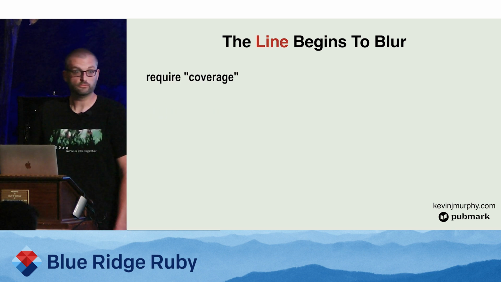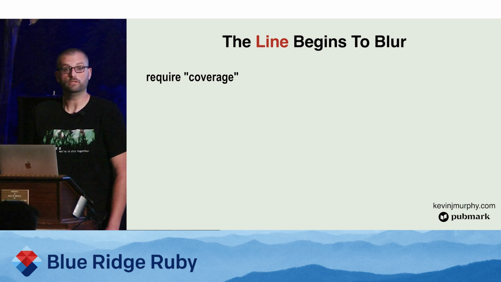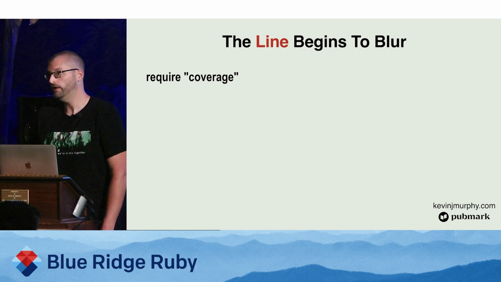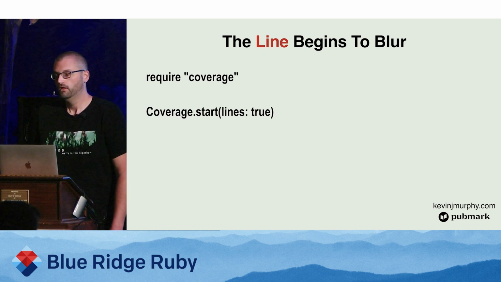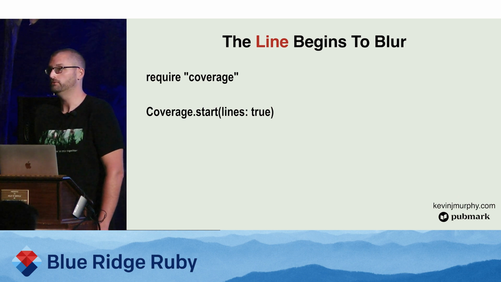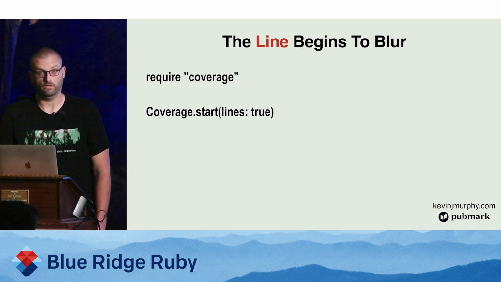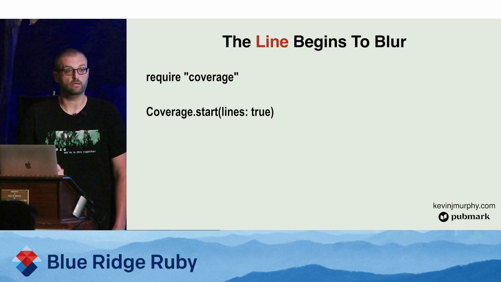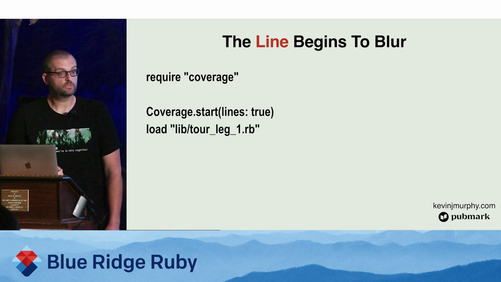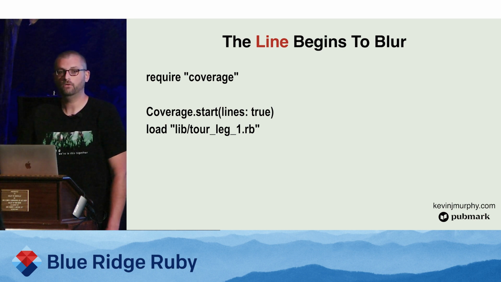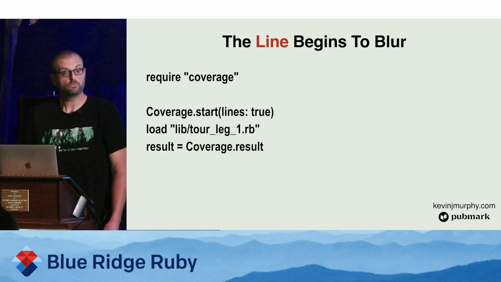Coverage is part of Ruby's standard library, but if you want to use it, you need to require it. And you tell coverage to start running with the aptly named start method. Here we're going to start coverage in lines mode, which will tell you how many times each line of code was executed while coverage is running. We're going to use this to find out how many times we're breaking strings. So we'll load up the first 10 shows of the tour and find out what our coverage is by calling the result method on coverage.